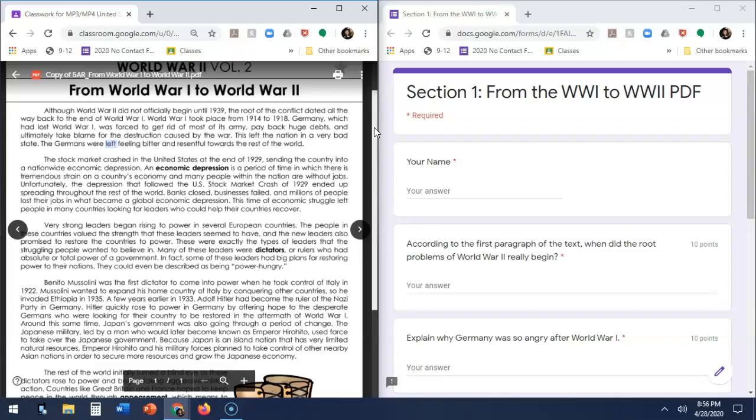A few years earlier in 1933, wouldn't that be later? No, 35. A few years earlier in 1933, Adolf Hitler became the ruler of the Nazi Party in Germany. Hitler quickly rose to power in Germany by offering hope to the desperate Germans who were looking for their country to be restored in the aftermath of World War I.